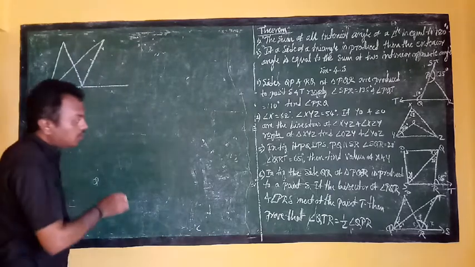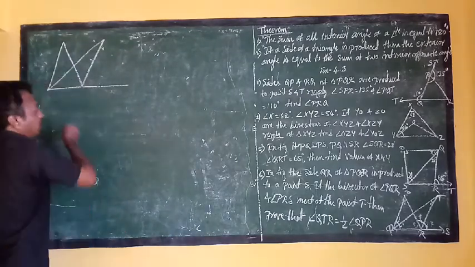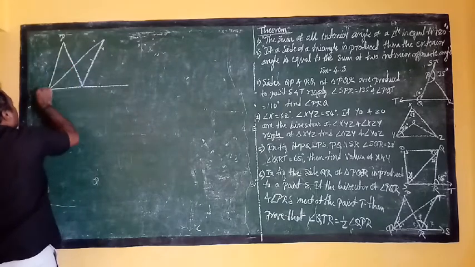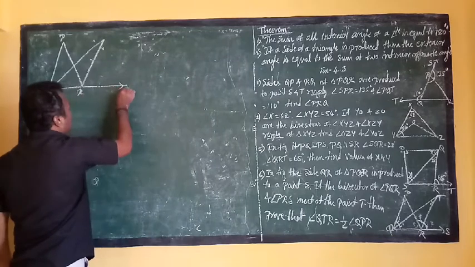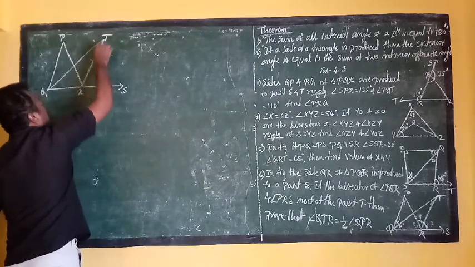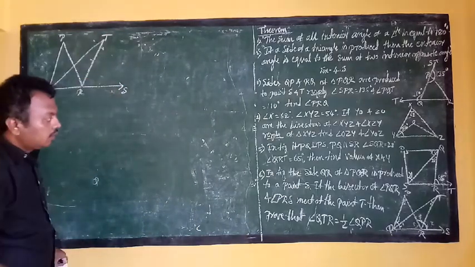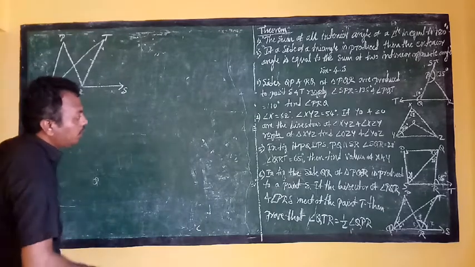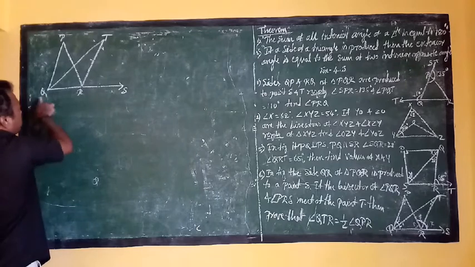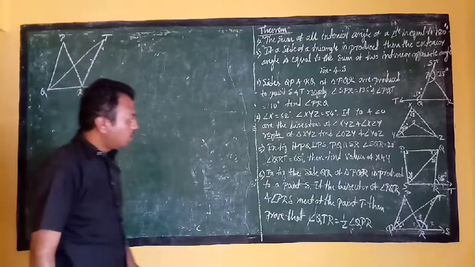So this is P, Q, R, and this is S, and this is T. Okay. See, in the figure, side QR of a triangle PQR is produced. QR is produced up to point S.